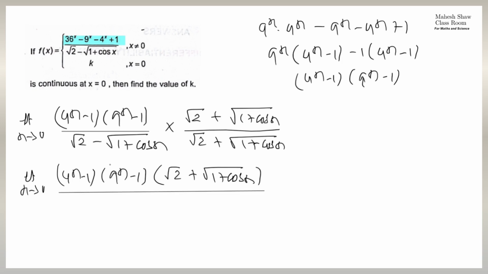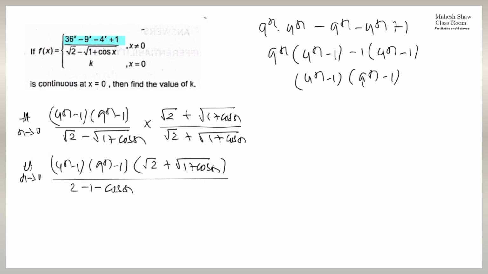And for the denominator, it is 2, right? Root 2 square is 2, and 2 minus the square of this, so this is minus 1 minus cos x. 2 minus 1 is 1, so I can write this as 1 minus cos x. What can you write 1 minus cos x as? 1 minus cos x is 2 sin²(x/2). So let's do it here only, 2 sin²(x/2).